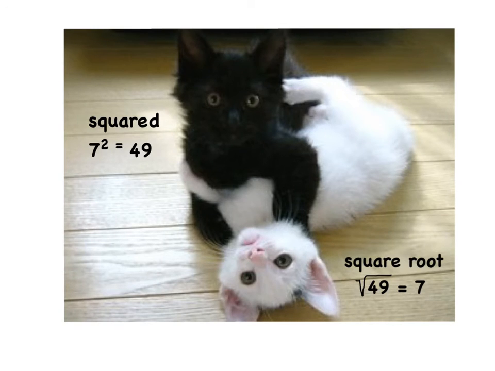Maybe these cute kittens will help you remember. You can also get the same answer by thinking of squared and square root as opposites, just like these 2 cats, black and white. You have squared, 7 squared equals 49, and square root. The square root of 49 equals 7. Opposites.